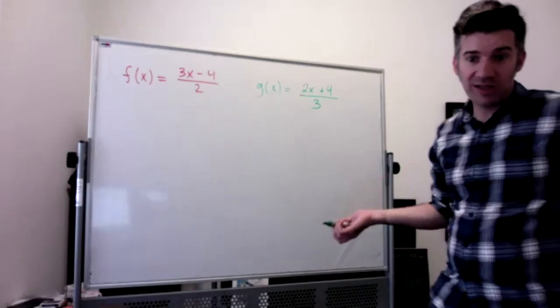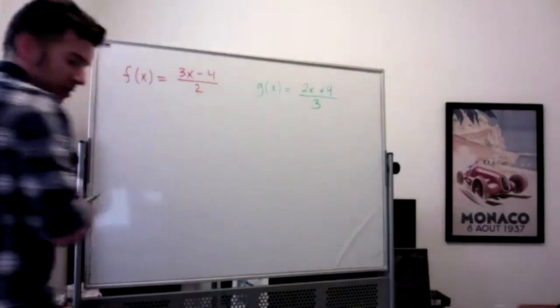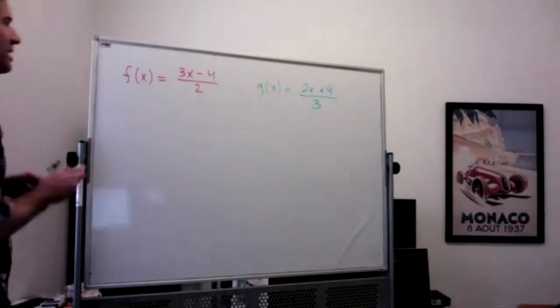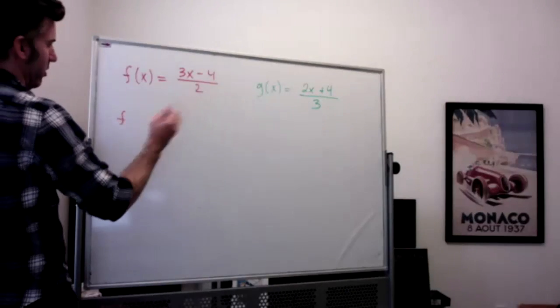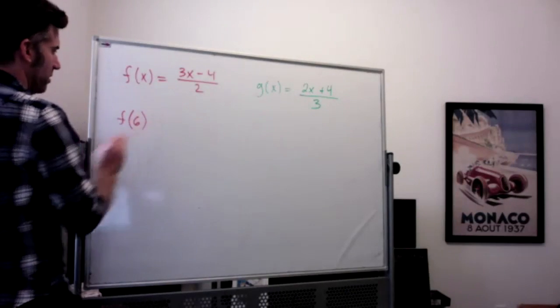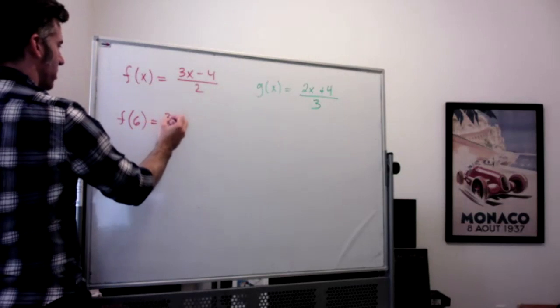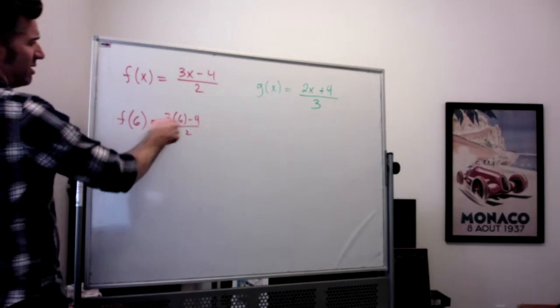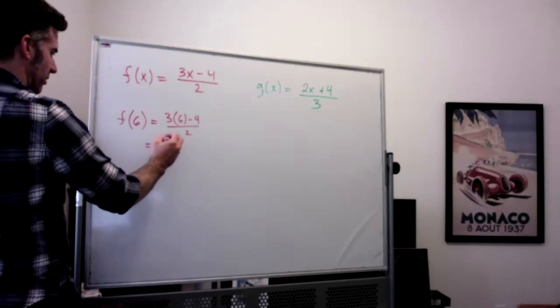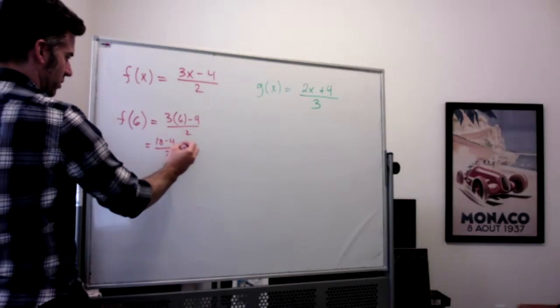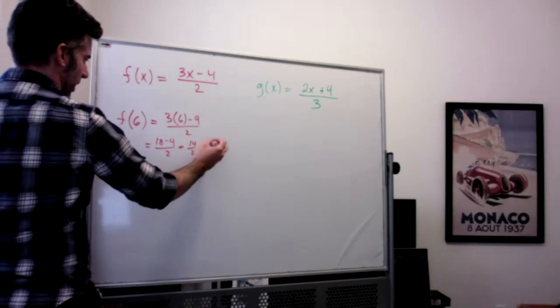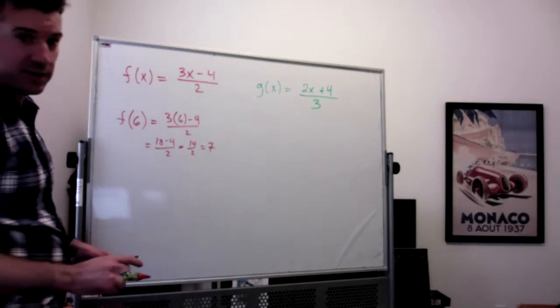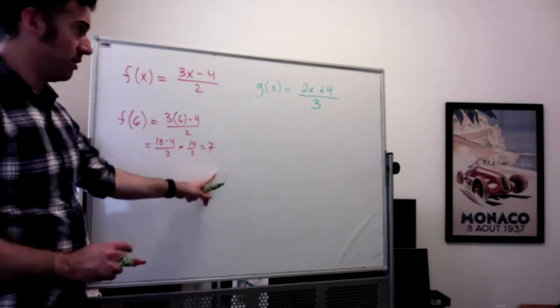Let's look at an example. Let's pick something easy like f of 6. f of 6 is going to be 3 times 6 minus 4 over 2. 3 times 6 is 18. 18 minus 4 is 14 over 2, which is 7. So f takes an input of 6 and gives an output of 7.